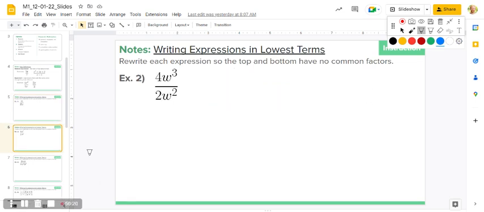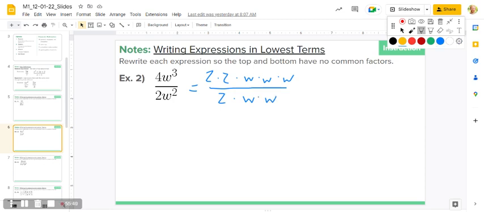Okay, let's see this in example 2. And I would recommend that you start trying this on your own, pausing the screen once you see the new example pop up, and then checking your work as you go. I'll work through it and talk through it here. We have 4w to the third up top, so if I expand that out, I can get 2 times 2 times w times w times w. And on bottom, I can't break down 2 any further. There's no point in bringing it down to 1. I have 2 times w times w.